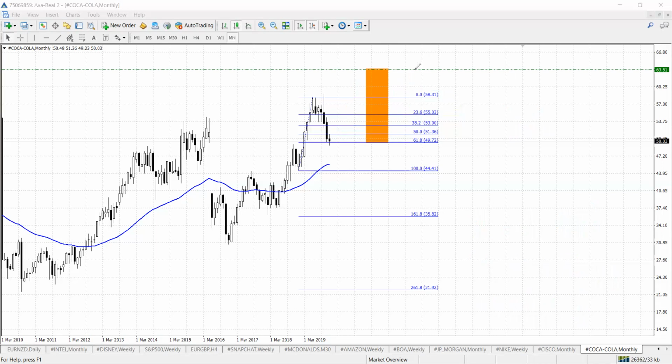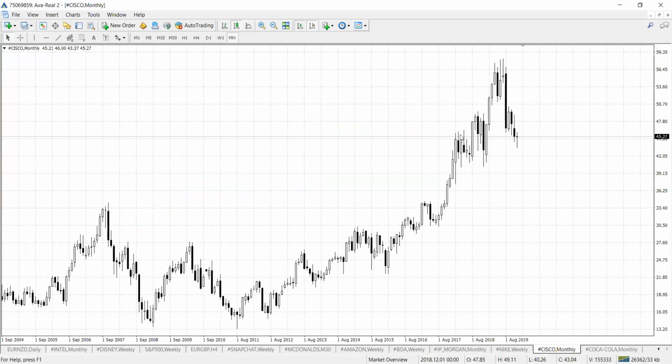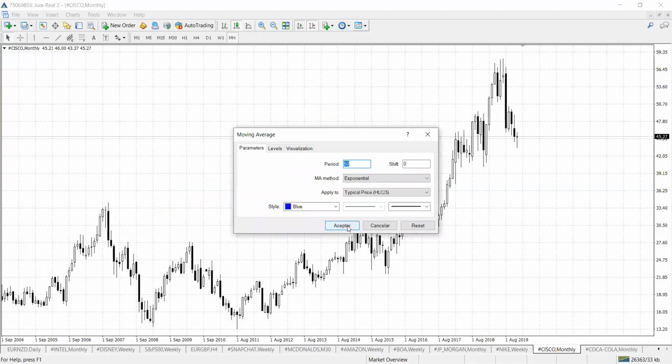Okay. Let's use another example. Let me go and I'm going to leave this here. Let's take a look at another company. Let's take a look at Cisco, another very interesting company in the year 2020. Now, what we're going to do with Cisco is pretty simple. First, let's go with the 50 exponential moving average. Remember, typical price, high, low, close, divided by 3.